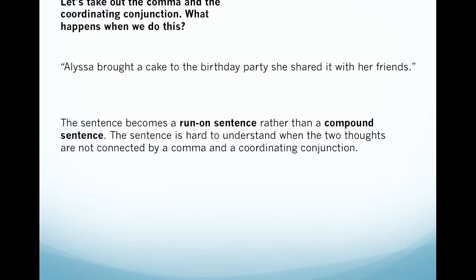Alyssa brought a cake to the birthday party. She shared it with her friends. Now, as you can see, the sentence is pretty hard to understand when the two thoughts aren't connected by a comma and coordinating conjunction, or perhaps by a semicolon.